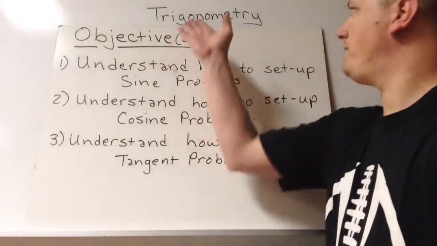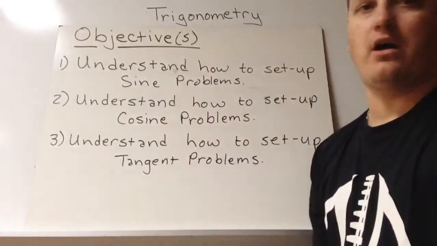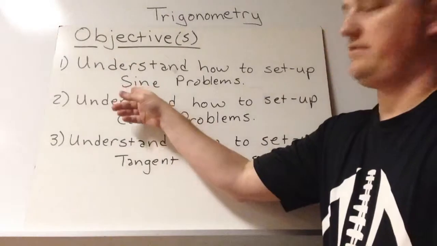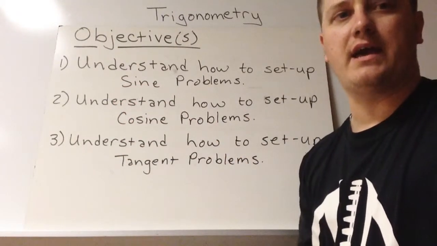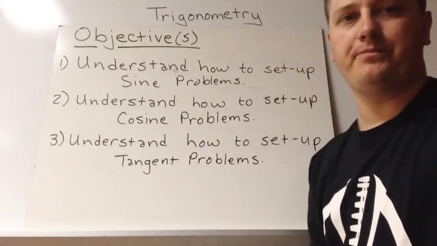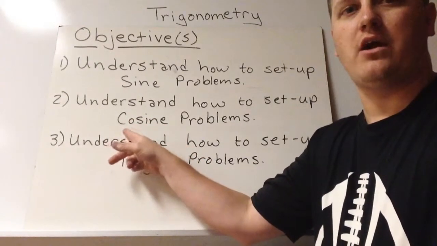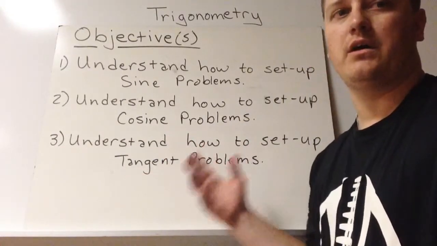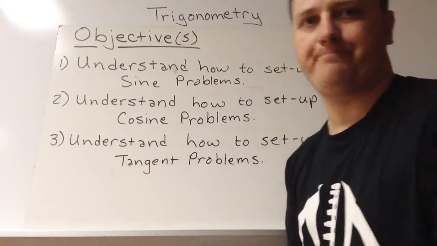In this video, we're going to be looking at the basics of trigonometry. Our objectives are to understand how to set up sine problems, spelled like this. On a calculator, it will be sin, S-I-N. Understand how to set up cosine problems. On a calculator, this would be represented by cos, C-O-S. And understand how to set up tangent problems. On the calculator, this is represented by tan, T-A-N.